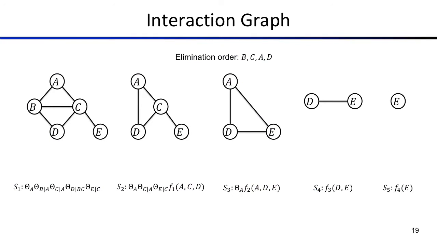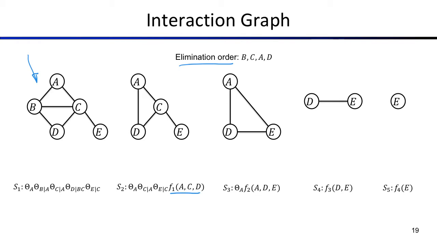And we can track how this interaction graph changes as we eliminate the variables. So let's suppose that we have this elimination order here, B, C, A, D. And we have this interaction graph for the Bayesian network that we created in the previous slide. So we're going to eliminate the variable B. And as we eliminate the variable B, we do the process that we know. We take all the factors that mention variable B and eliminate it. The resulting factor is going to be this factor here, F1, that mentions variables A, C, and D.